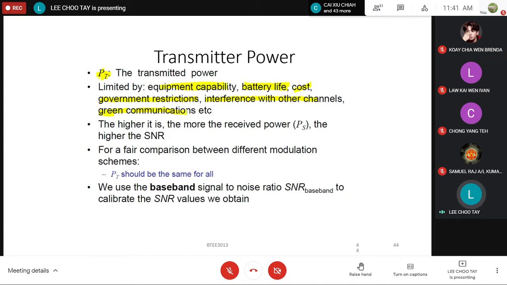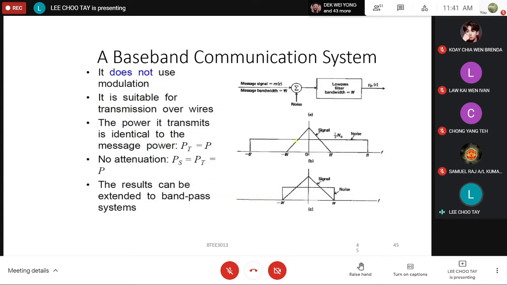So to have a fair comparison, we are going to use the same transmission power for all the schemes. Then we are going to compare the modulation scheme with the baseband signal. Whatever modulation scheme we use, we compare its SNR with the signal-to-noise ratio of baseband. What is baseband? Baseband signal does not use modulation, so we straight away transmit the signal as it is.